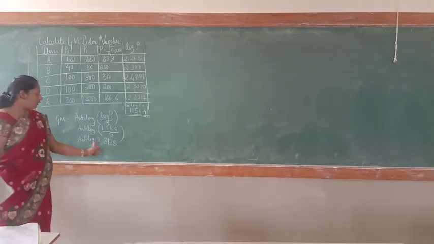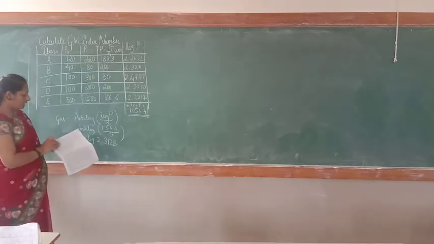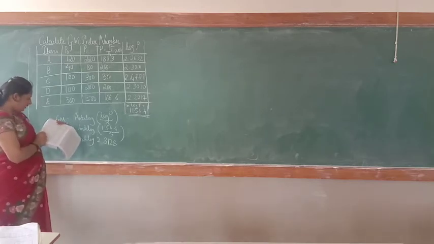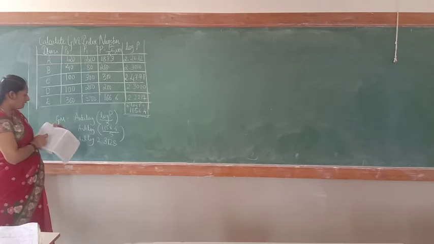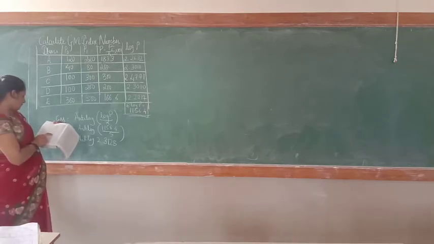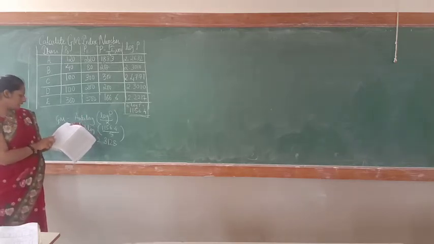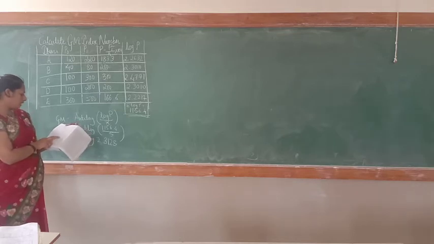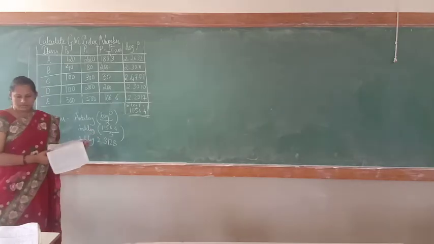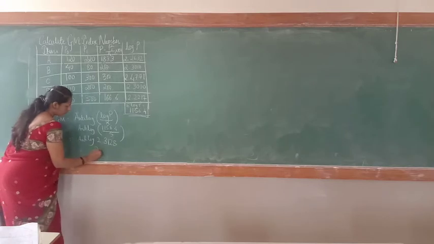Now you have to take the antilog of this. As I told you, for antilog you have to see the digits after the decimal point. Antilog starts from .31. For .31, the second column is 2051. For .31 and 8, the mean difference is 4. So 2051 plus 4 is the answer.